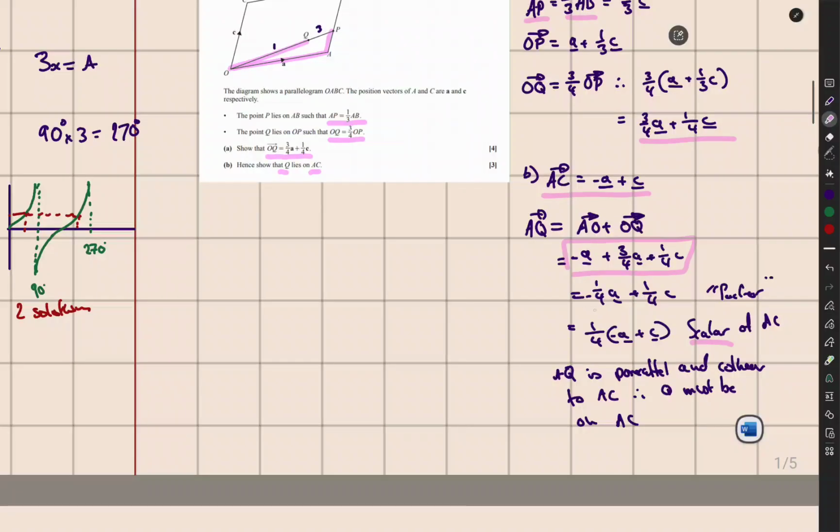And if I look at that simplified, when I collect like terms, I can see that these are the same vectors. They have a factor in common, but actually it's 1/4 of this. Okay, so this actually is a scalar multiple of AC. So they are indeed going to be parallel because they're multiples of each other, and they're collinear. They both start at A and they go in the same direction. Therefore, Q must be on line AC.